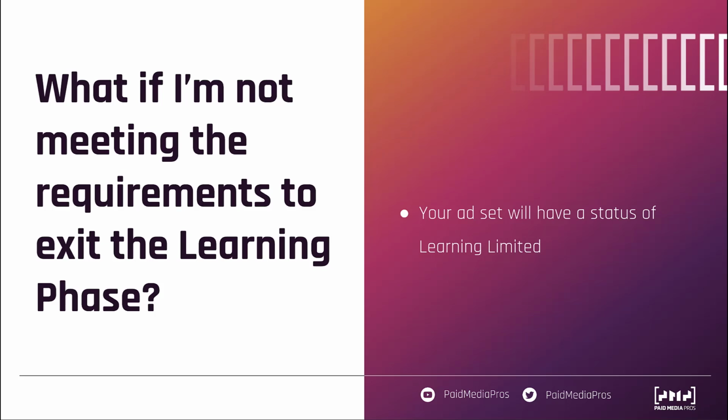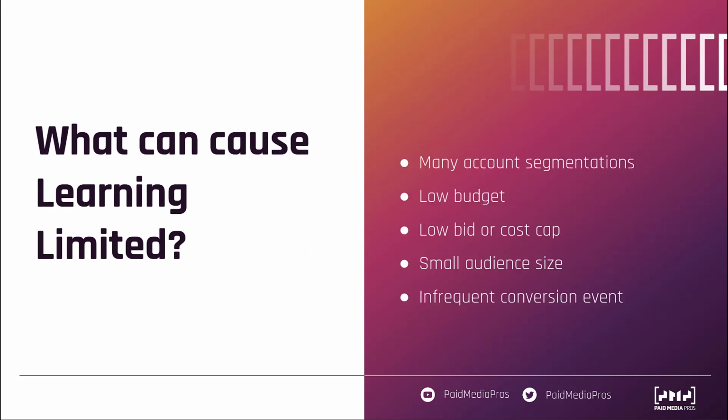And at that point, your status will not say learning, it will say learning limited. That means there's simply not enough volume for you to exit the learning phase, but that Facebook has spent a decent amount of time already trying to learn, and it considers it kind of past its prime. It's just relegating you to a different category to where you're likely not going to ever exit the learning phase with the settings that you have in place. So what can cause that?